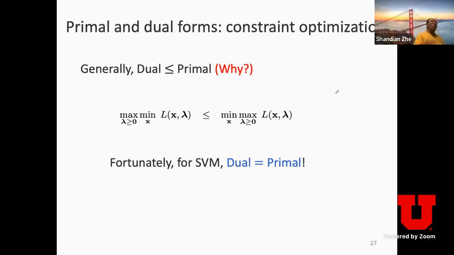But here, we want to emphasize we're lucky because we're dealing with SVM. In the SVM context, dual form is equivalent to the primal form. In other words, solving dual form will end up with the same solution as solving the primal form. And why do we introduce dual form? I will explain later.